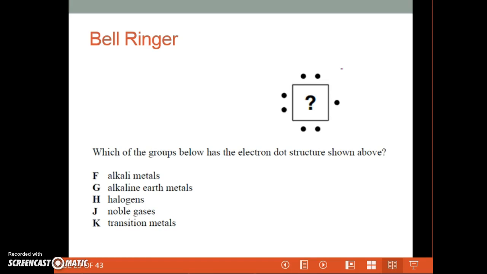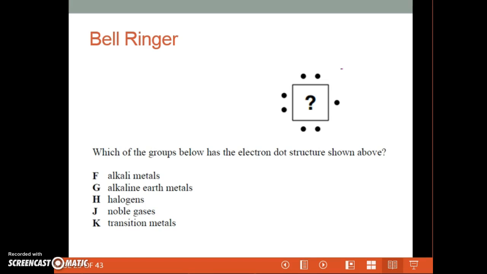All right, so when we're looking at the bell ringer here, you first have to determine the number of valence electrons that are around the mystery element. So if you're looking at the mystery element, you can see there's 7 electrons: 1, 2, 3, 4, 5, 6, 7. Now that you know there are 7 electrons, you have to find the group that would have 7 electrons. In this case, that group should be group 17. So if group 17 is the mystery element's group, then you should know the name of that group.